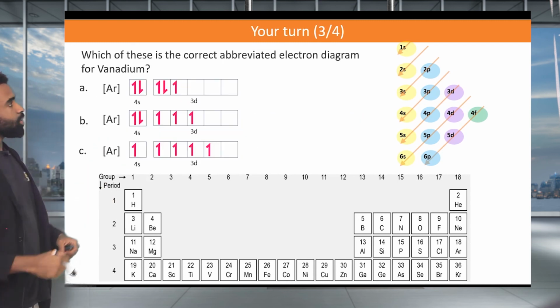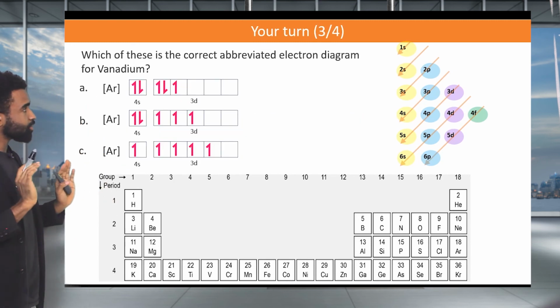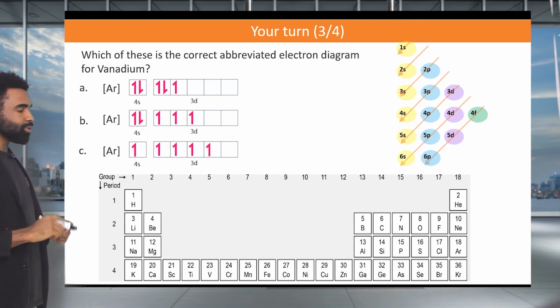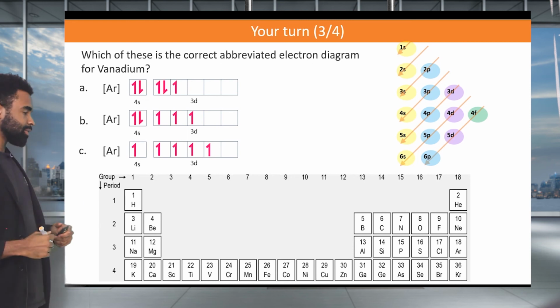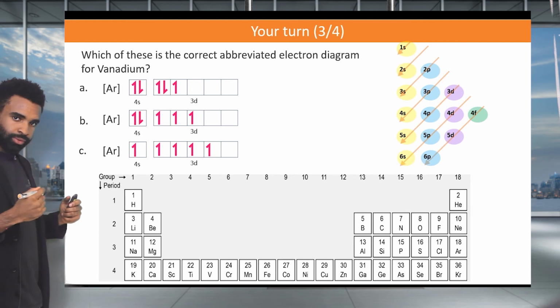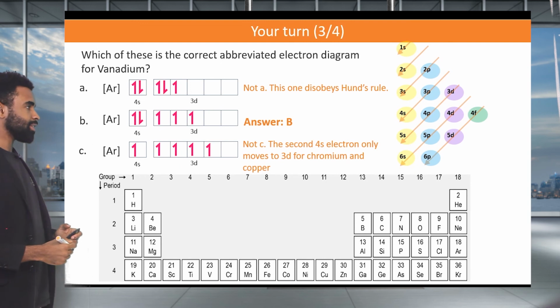Let's look at another one. Which of these is the correct abbreviated electron diagram for vanadium? Pause and think about it again. In 3 seconds, I will show you the answer. 1, 2, 3. There's the answer.